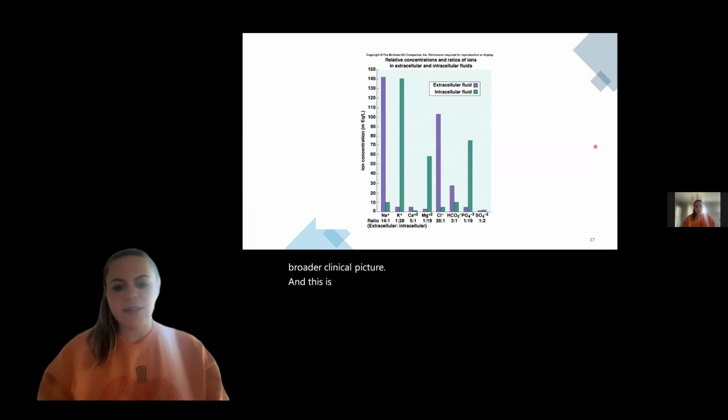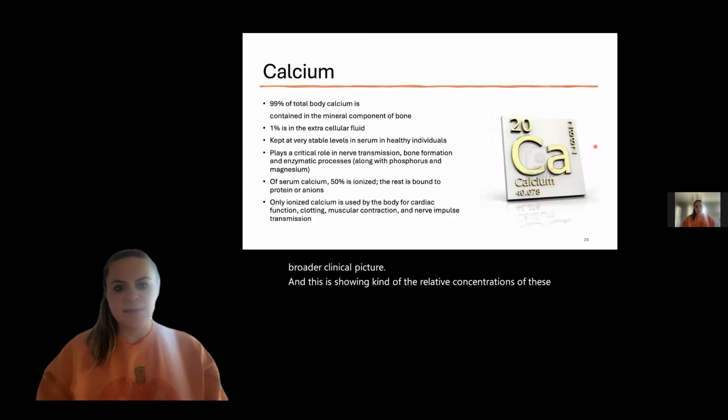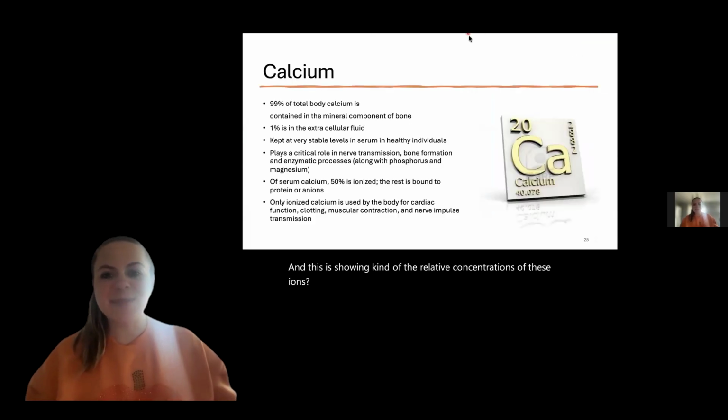And this is showing the relative concentrations of these ions. We'll stop here. When we come back, we will look at calcium.